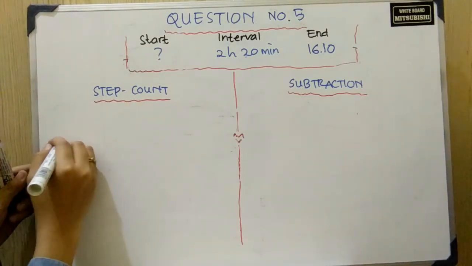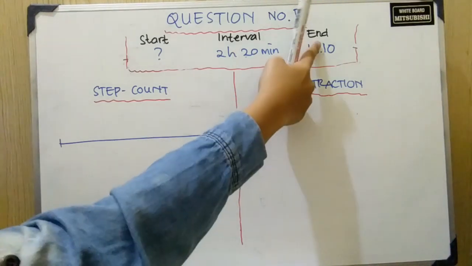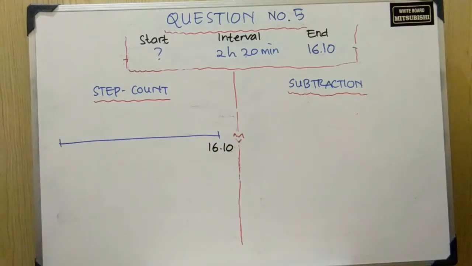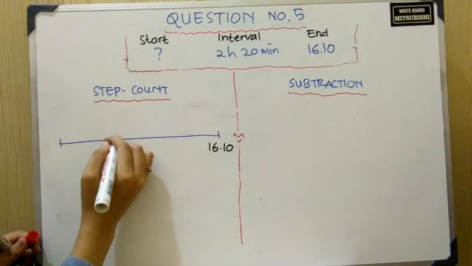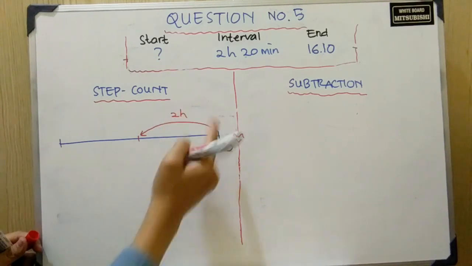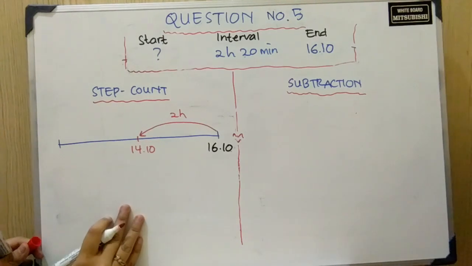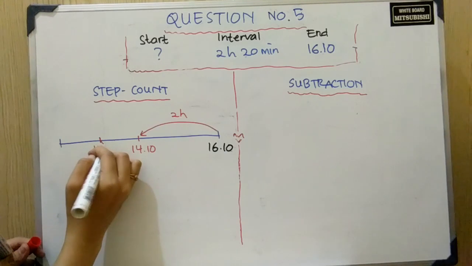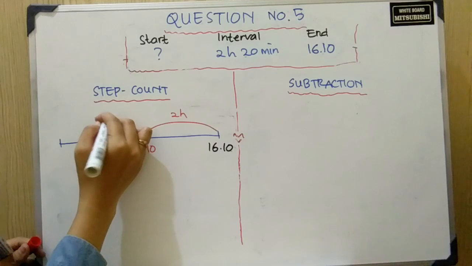Using step count, we draw a line, and here we count back because the end time is given and we need to find the start time. We count back from the end time. The interval is 2 hours, so we count back 2 hours before, that is 14:10. Then we count back to the next hour, that is 14 o'clock. So we count back 10 minutes.